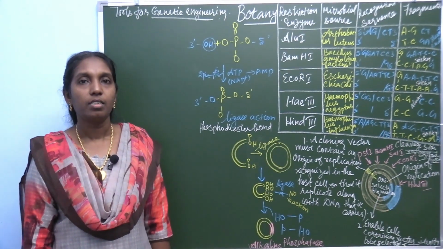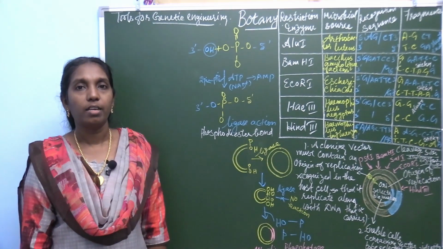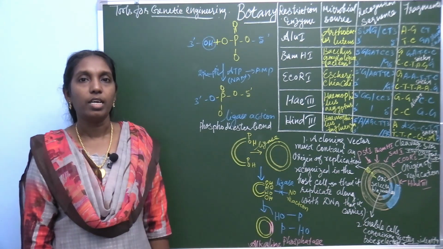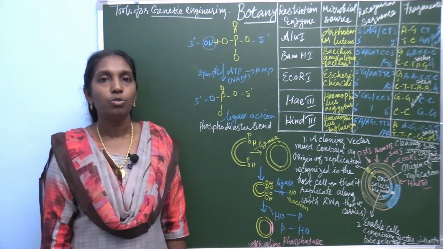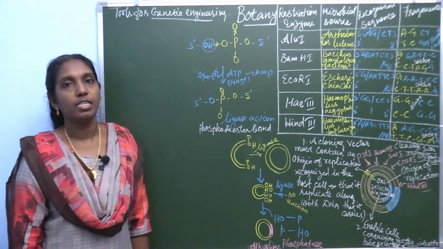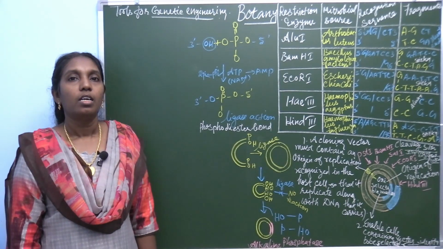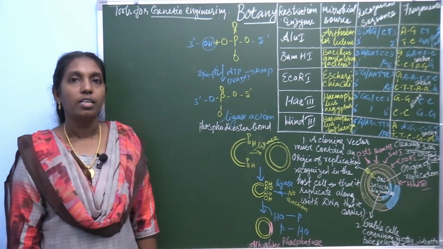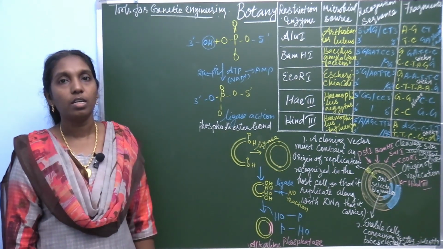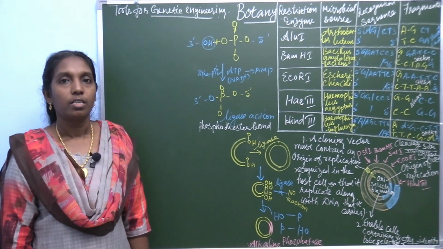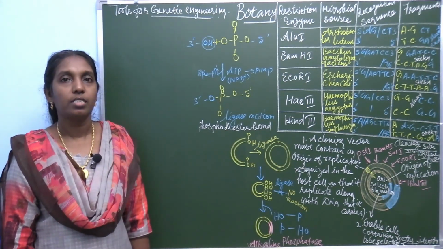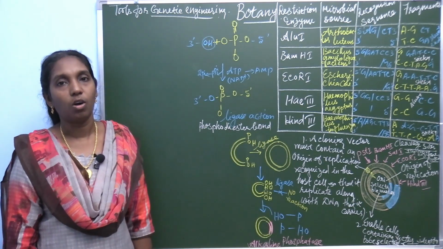In the previous class, we concluded with steps involved in recombinant DNA technology. Today, let's begin from tools of genetic engineering. In order to generate recombinant DNA, there are some tools involved. The basic tools are enzymes, vectors and host organism.